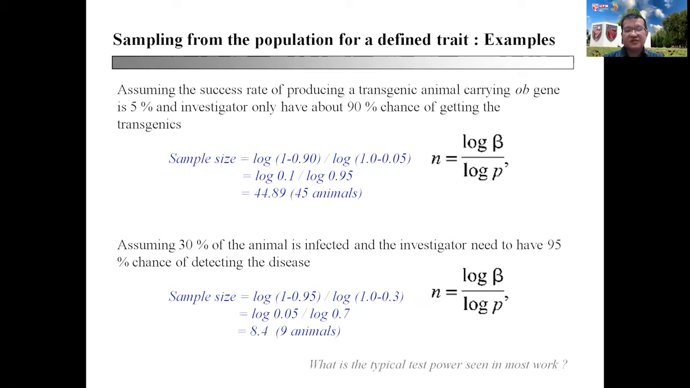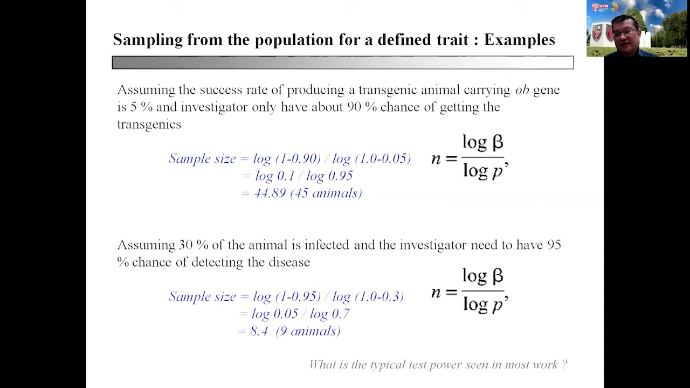Similarly, you can also use these techniques to look at how many animals you need to test in order to rule in or rule out diseases. Assuming that you have 30% of the animals infected and the investigator needs to have a 95% chance of detecting a disease, how many animals do you need to sample? The formula will tell you that you need at least 9 animals. This is something you have to bear in mind as well.